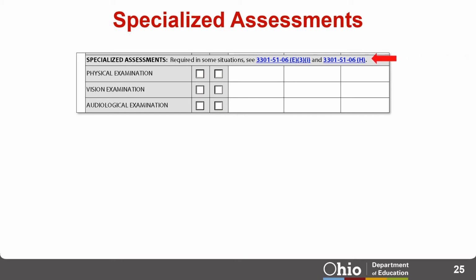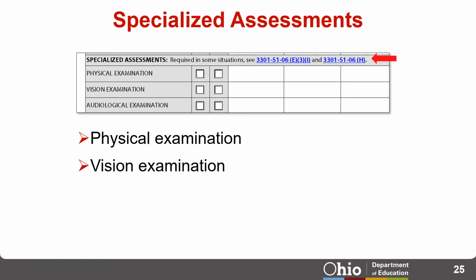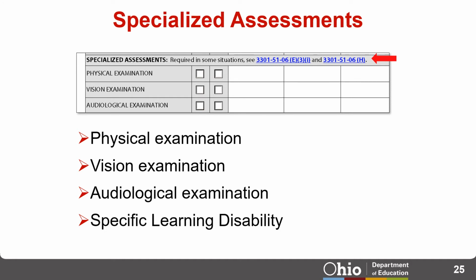doctor of medicine or doctor of osteopathy in cases where the disability is primarily the result of a congenital or acquired physical disability. Vision examination conducted by an eye care specialist in cases where the disability is primarily the result of a visual impairment, and an audiological examination completed by a certified or licensed audiologist in cases where the disability is primarily the result of a hearing impairment. The requirements for the specific learning disability category evaluation are in addition to the preschool comprehensive evaluation requirements.